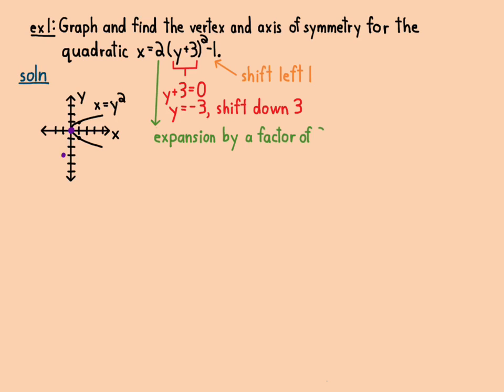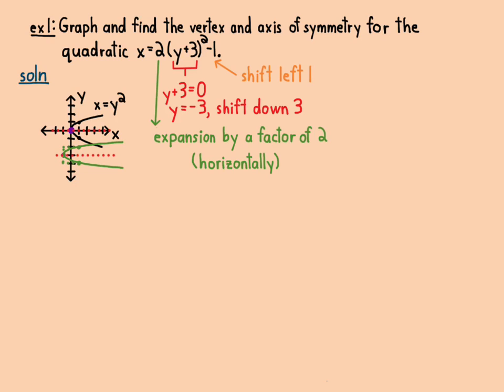And then there's an expansion. This is in the horizontal direction. It's in the y direction by a factor of 2. So you go over 1, which is actually up 1, and to the right by 2. It's to the right because 2 is positive. So you go up 1 to the right by 2, down 1 to the right by 2. That gives you 2 other points on the parabola, and you draw your parabola.